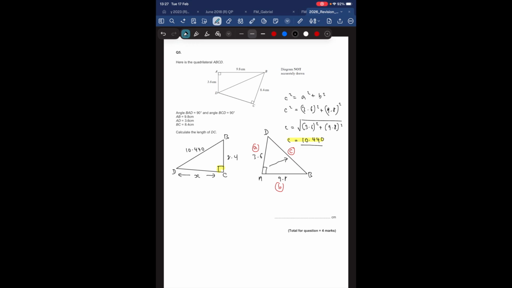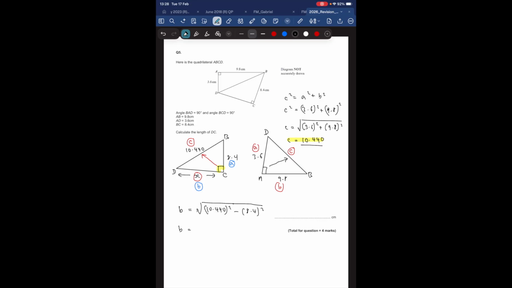So this is going to be 10.440. And again, we can use Pythagoras' theorem to work out the length of DC, or X. The length which is opposite the 90-degree angle is c. It doesn't really matter which length we call a and b, but in this case, because we want to work out b, it's going to be a subtract. It's going to be 10.440 squared minus 8.4 squared. We can do this again in one go on our calculator.